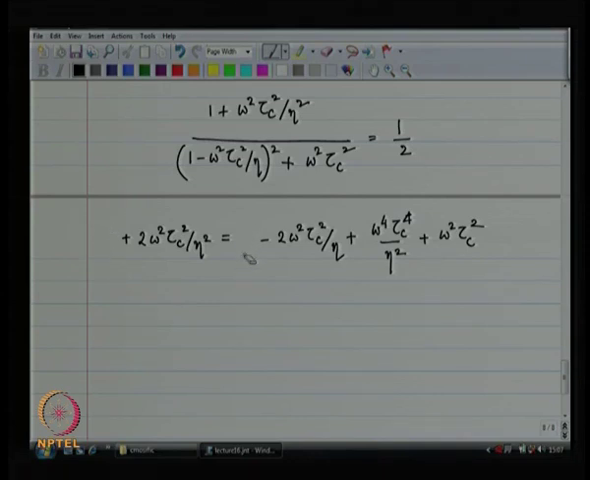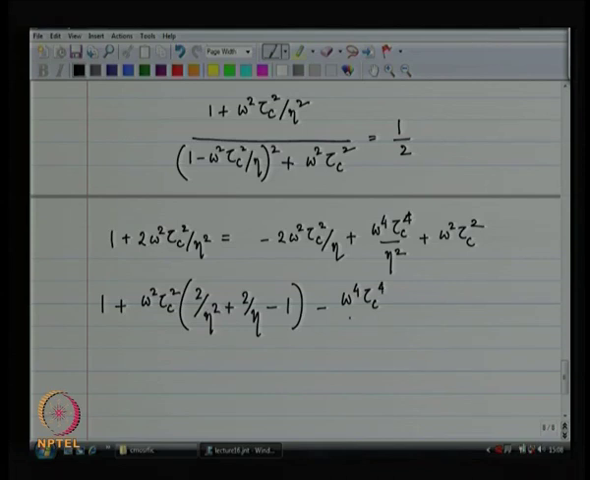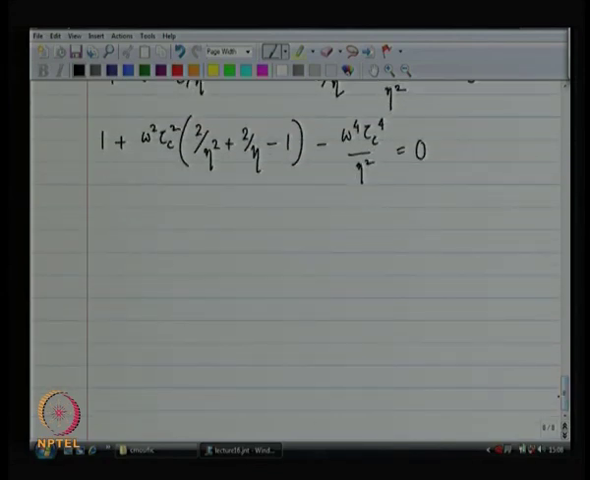So, let us remove and then let us simplify. So, I have got 1 plus omega squared tau c squared times 2 by eta squared plus 2 by eta minus 1, minus omega power 4 tau c power 4 divided by eta squared equal to 0. Okay. And a little bit more of mathematics, and that will give me my bandwidth. I now have to solve for omega, right.